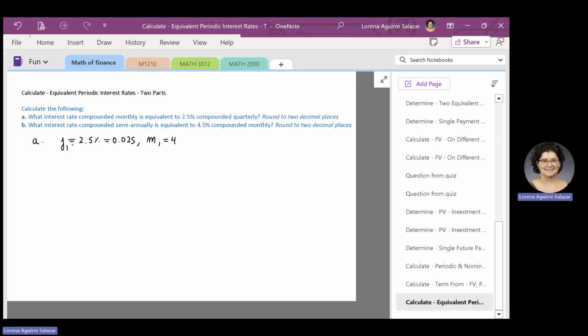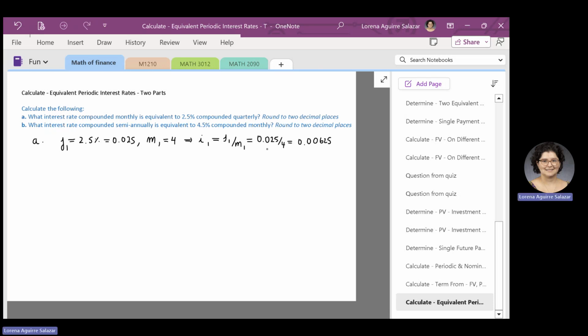So given that J1 is 2.5% and M1 is equal to 4, we can compute the periodic interest rate corresponding to this nominal interest rate. We have this nominal interest rate divided by the corresponding compounding frequency. So we do 0.025 divided by 4. And that fraction gives us the number 0.00625.